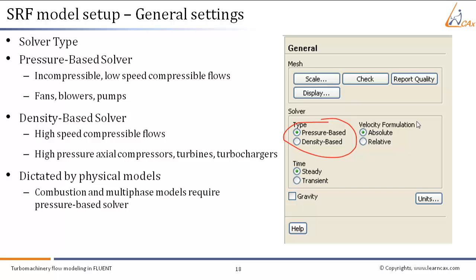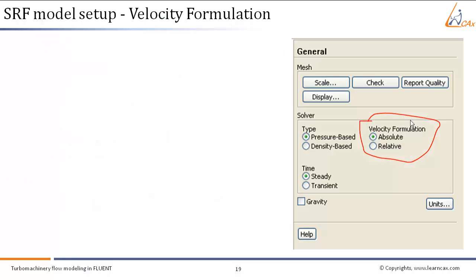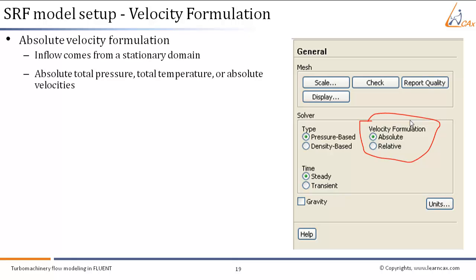So the next setting that we are going to see is the velocity formulation selection. We have seen in the earlier slides that we have two types of ways in which we write the momentum equation in case of moving reference frame modeling. There is a relative velocity formulation and the absolute velocity formulation. So let us see what are the different criteria for selecting the velocity formulation. We can use the absolute velocity formulation when the inflow comes from the stationary domain. Also, cases where we know absolute total pressure, total temperature or absolute velocities, we can use the absolute velocity formulation.